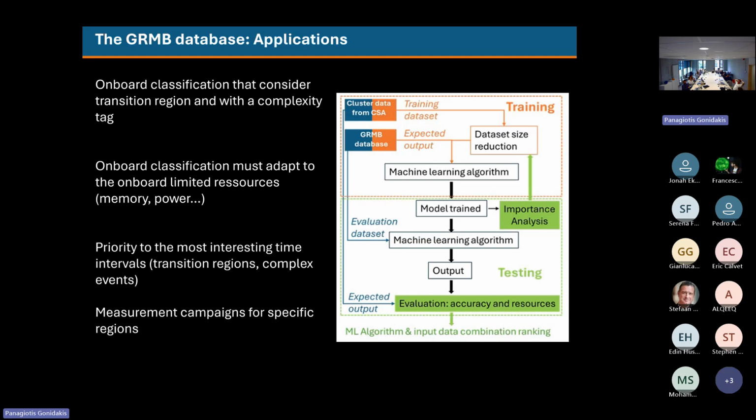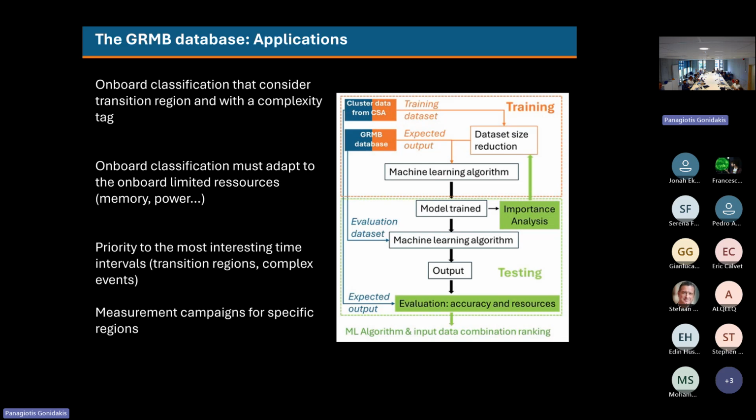So I had this idea and knew nothing about machine learning. In fact, that should be very easy. It's not. And the more I learn, the more I see it's complicated. But the idea is to have onboard classification that classifies in a way similar to the GRMB database that we built. So it tells you in which region you are. It tells you if you are in a transition region, and you can add a complexity tag. Say, okay, I'm in the plasma sheet where I spend a lot of time, but this time something weird happens. That's very interesting data. I want to transfer them to the ground. It needs to be prioritized.